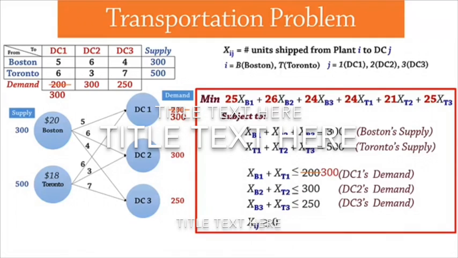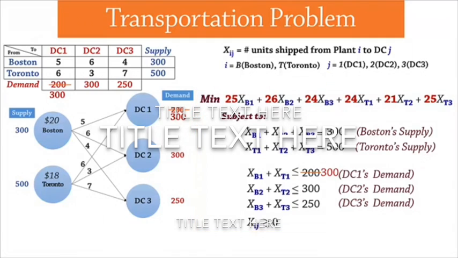Now, suppose for some reason we're not allowed to ship from Toronto to Distribution Center 3, maybe because the cost is too high or the destination is too far. One way to address that is to simply remove XT3 from the model. But if your model has too many variables and you don't want to be looking for XT3 all over the place, a better way is to add another constraint to the model that states that XT3 equals 0. And that addresses the issue.